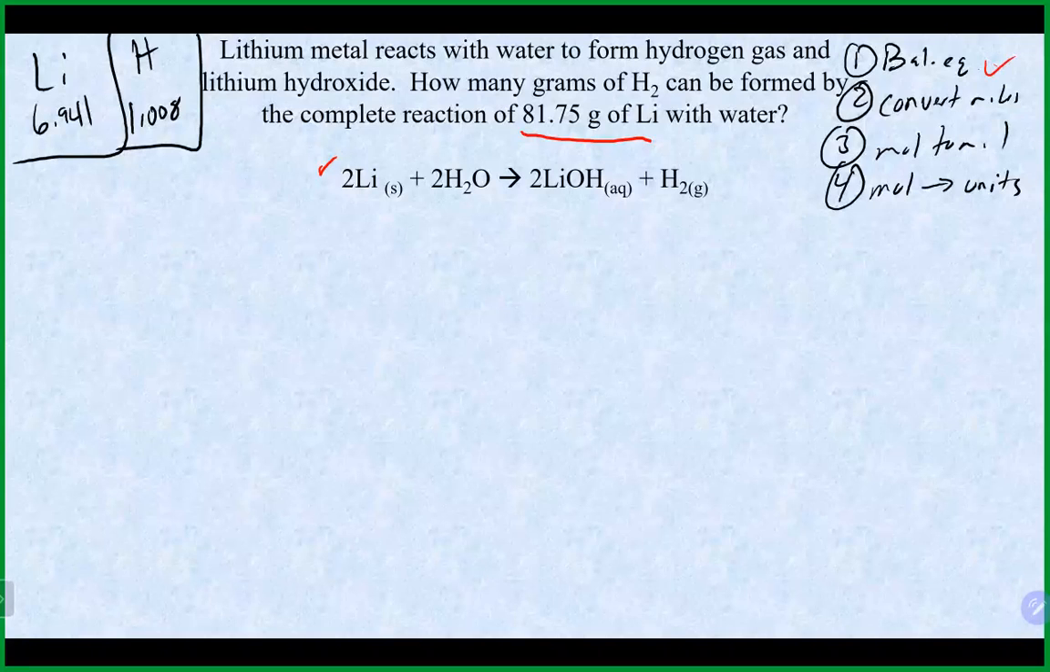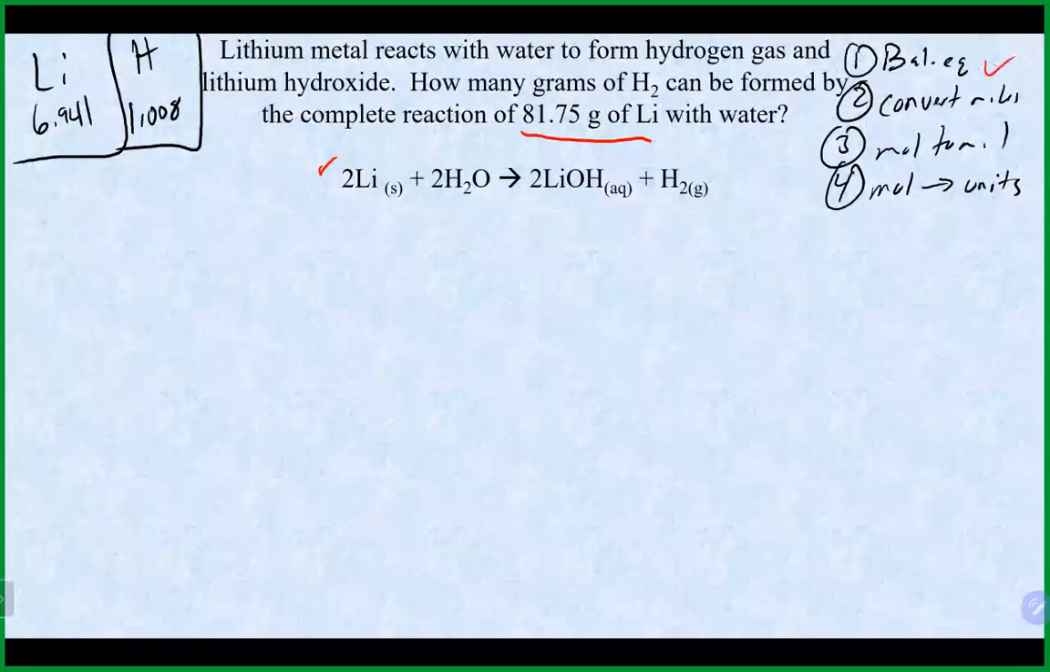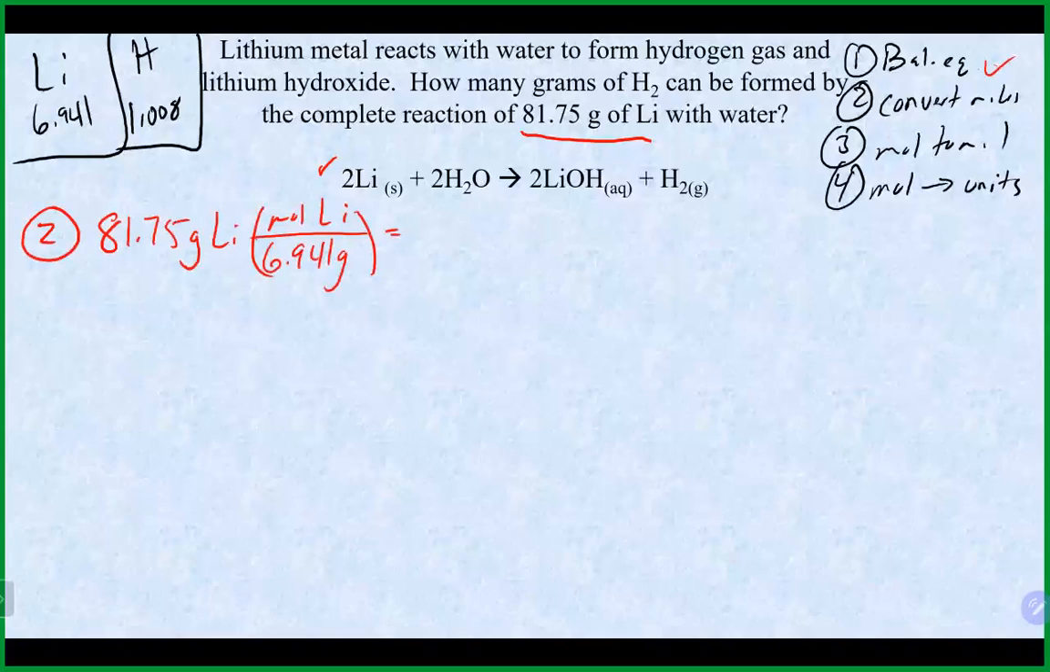In this case, we're given 81.75 grams of lithium, so we do need to do the converting to moles step. Our second step is to take our 81.75 grams of lithium, using the molar mass from the periodic table, 6.941 grams per mole of lithium. We'll get something like 11.7778 moles of lithium. At this point, we have now done step number 2.